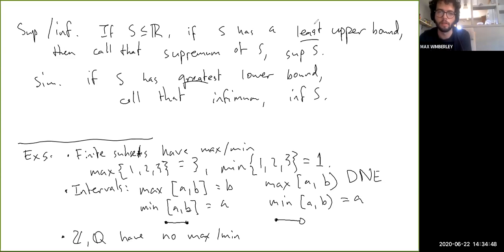And similarly, if you look at all the lower bounds of S, and if that set has a maximum, call that the infimum, okay? So let's look at the examples one more time.